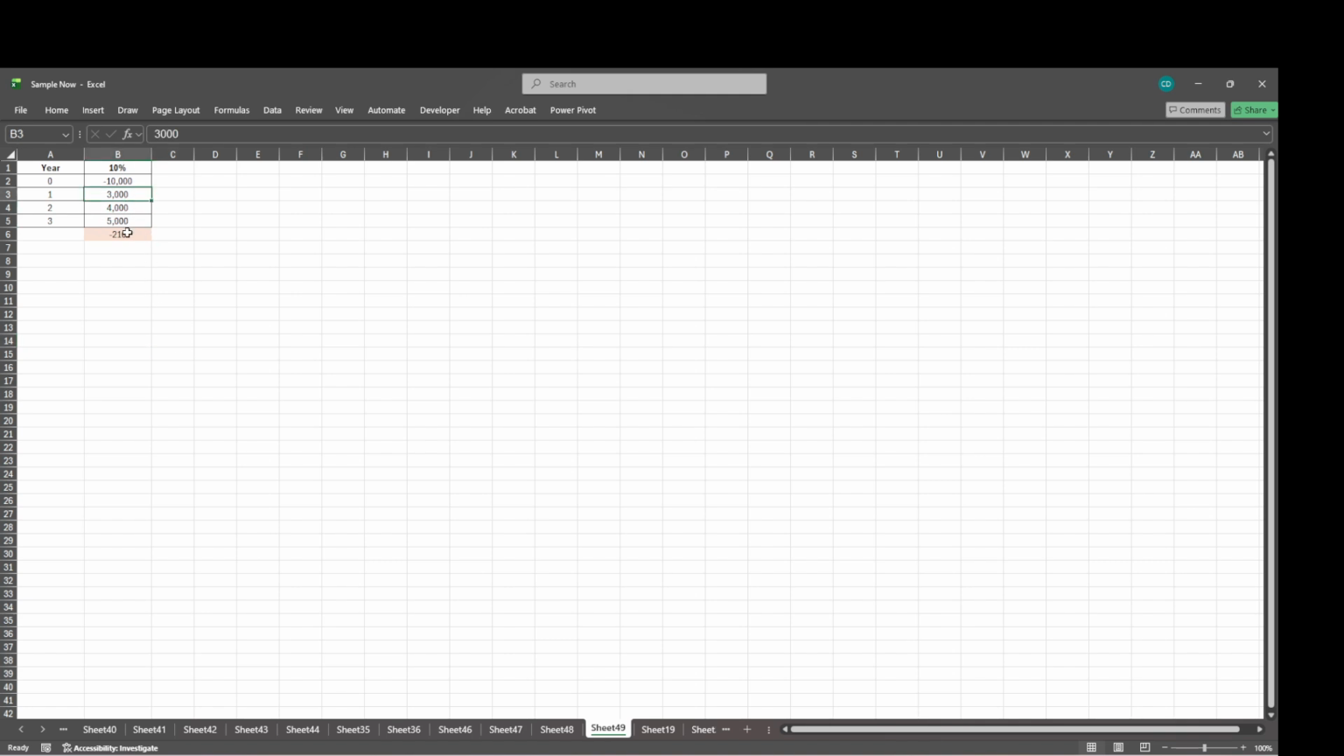To calculate NPV, click into the cell where you want the answer to appear and enter the formula equals NPV. Then open parentheses, B1, comma, B3 through B5, close parentheses, plus B2. The full formula is equals NPV, open parentheses, B1, comma, B3 colon B5, close parentheses, plus B2.